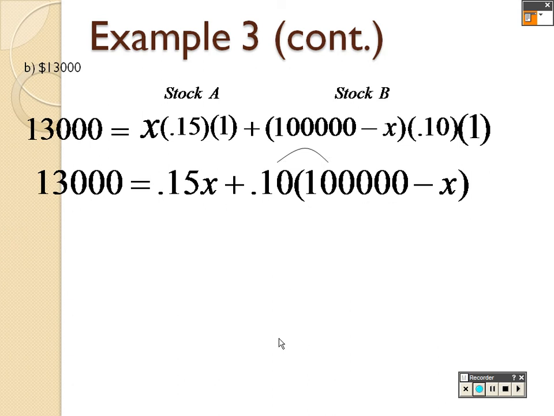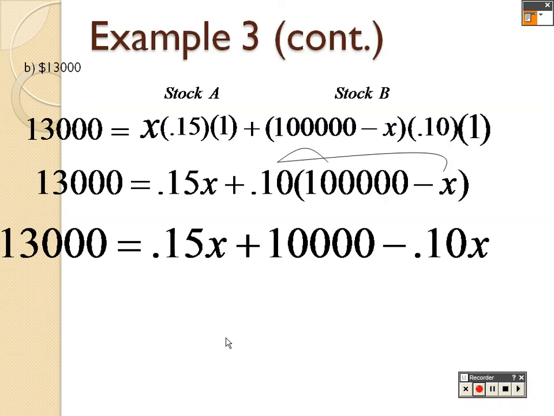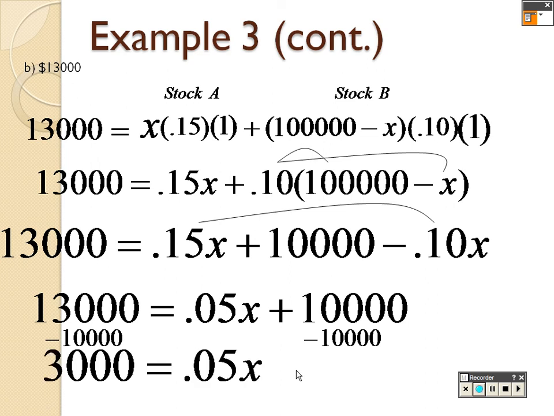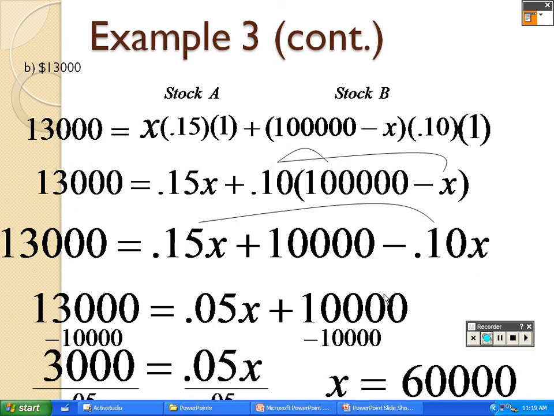Here's the proof just in case you didn't write it all down. Everything is the same. See? There's the formula, except instead of 12,000, it's 13,000. So to solve, I would subtract the 10,000, so I have 3,000 equals 0.05x. So I divide both sides by 0.05. And when I do that, I get 60,000, which means I'd put 60,000 in stock A and 40,000 in stock B. That's if I wanted to get $13,000 back out.